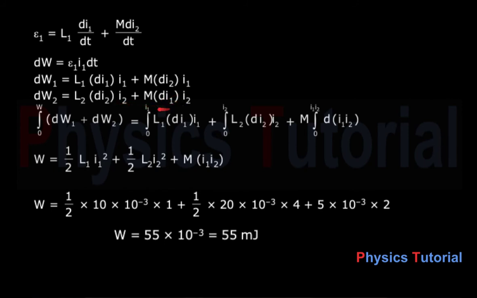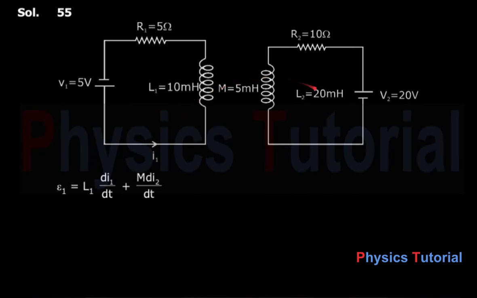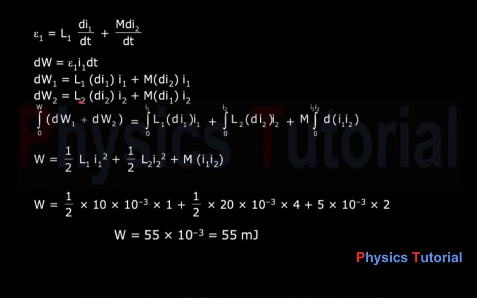In this way you have to write, and if you interchange this for the other circuit, you have to write E2 is equal to L2 di2/dt plus M di1/dt. So simply you will get dW2 is equal to L2 I2 di2 plus M di1 into I2. You just exchange 1 and 2: for 1 you write 2 and for 2 you write 1. You will get it for the other circuit.